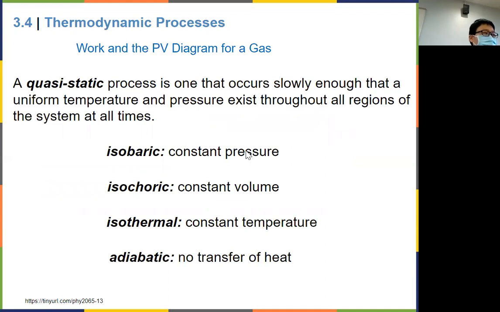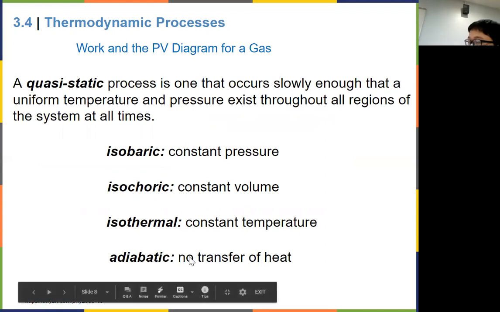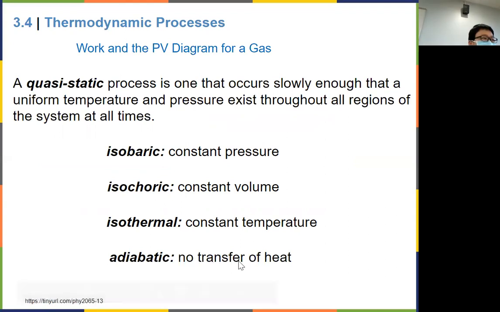We took a look at several thermodynamic processes. Isobaric means constant pressure. Isochoric means constant volume. Isothermal means constant temperature. For adiabatic, that means no heat transfer.